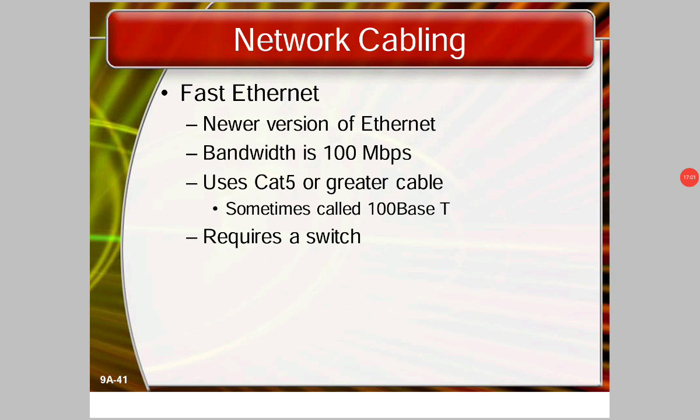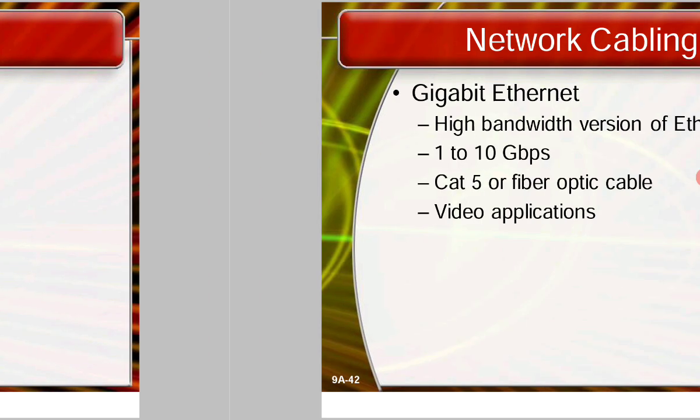So fast Ethernet supports up to 100 Mbps speed and uses Cat5 or category 5 cables or greater, sometimes called 100 base T cables. Generally, fast Ethernet requires a switch. Ordinary Ethernet requires a hub.